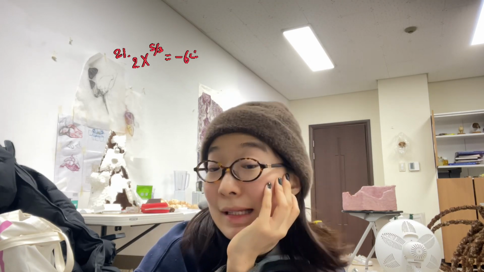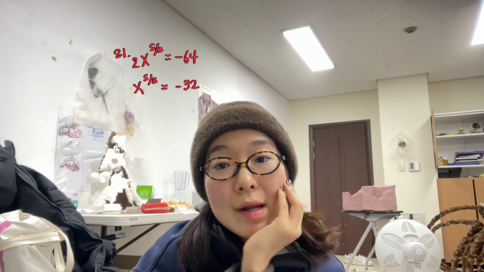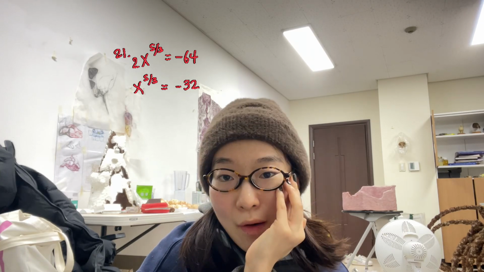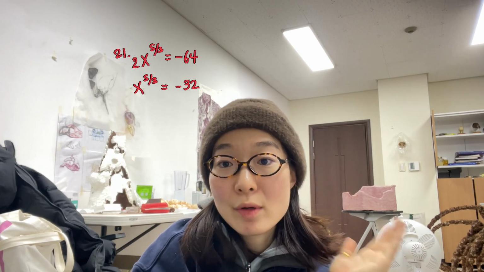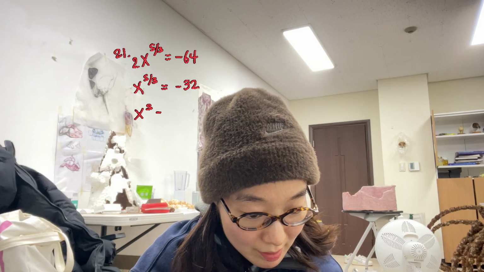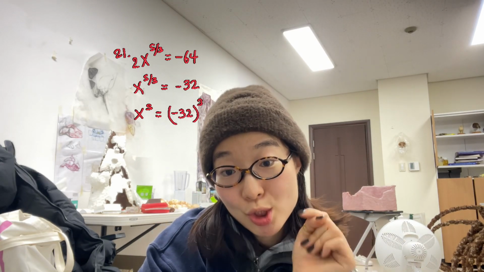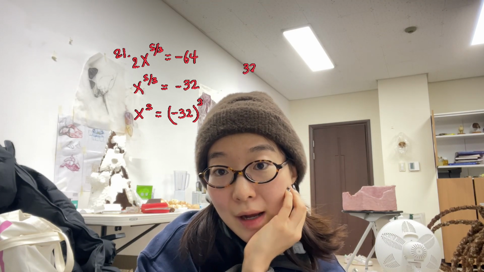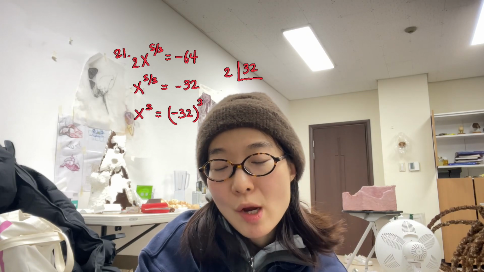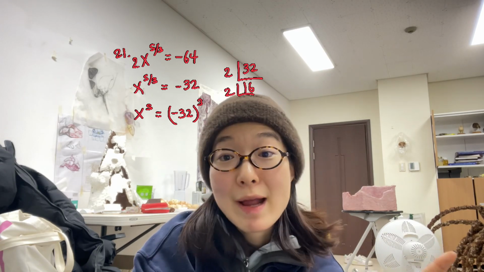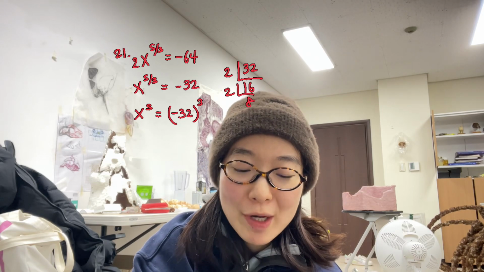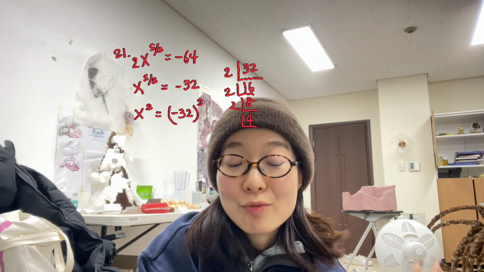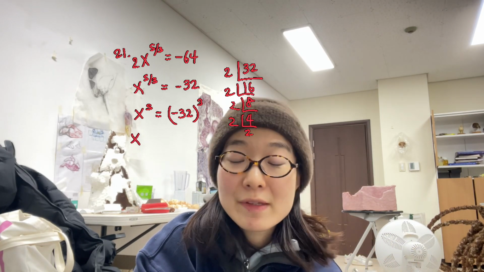Take a look at number 21. 2x to the power of 5 over 3 equals 64. So that means x raised to the power of 5 over 3 equals negative 32. That also means x raised to the power of 5 equals negative 32 cubed. And just like what we did with the previous question, we can go ahead, break down, factorize 32. And what we are gonna end up getting is 2 raised to the power of 5 gives us 32.